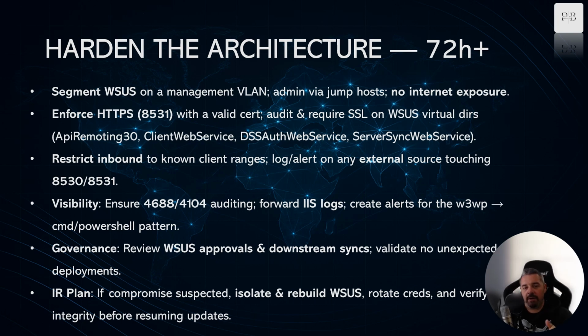Raise the signal on the box. We already used the process chain hunt, so now make it persistent. Enable and forward event ID 4688 for process starts and 4104 for PowerShell script blocks from the WSUS host. Ship IIS W3C logs to your SIEM and keep 30 days of them at least. Add an alert for any child of w3wp.exe or WsusService.exe that launches cmd, PowerShell, pwsh, curl.exe, or bitsadmin.exe.